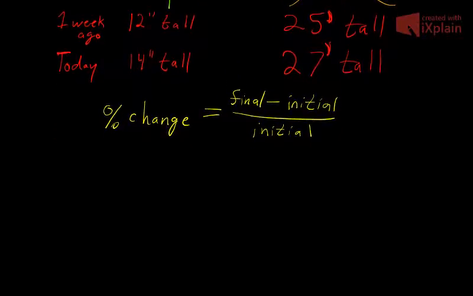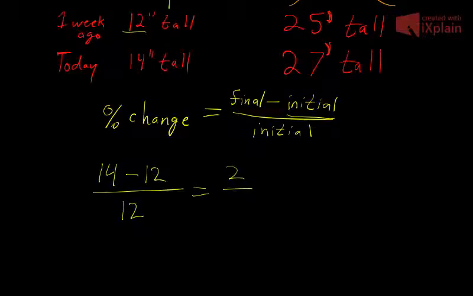So for my flower, I ended up with 14 inches. So my final value would be 14 minus my initial value, which is going to be 12. So 14 minus 12 divided by the initial. The initial is 12. That's going to give me 2 divided by 12, which is 1 over 6. Again, let me label this for my flower.